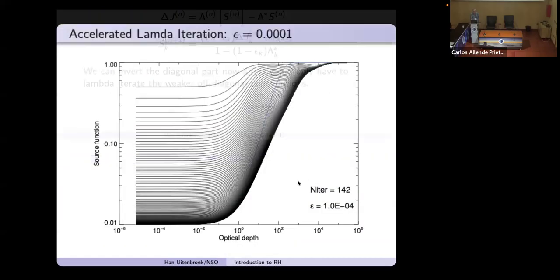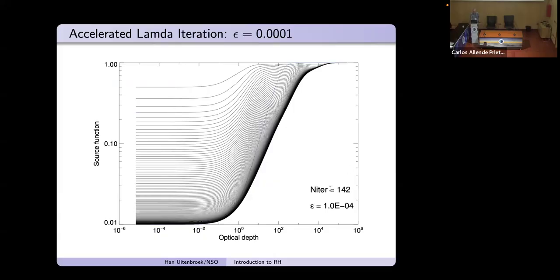And if you implement a method like that, then even the case for epsilon of 10 to the minus 4, which is typical for instance for the calcium H and K lines in the chromosphere, can be done in 142 iterations instead of 30,000 iterations or so. So this method is very efficient. And this is the general idea that is implemented in the RH multi-level code.